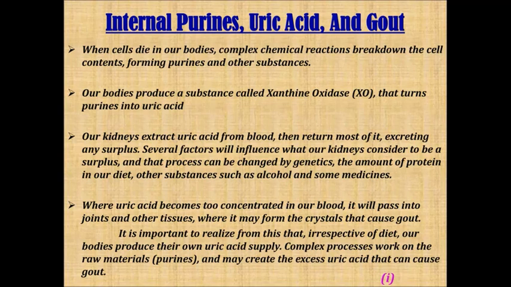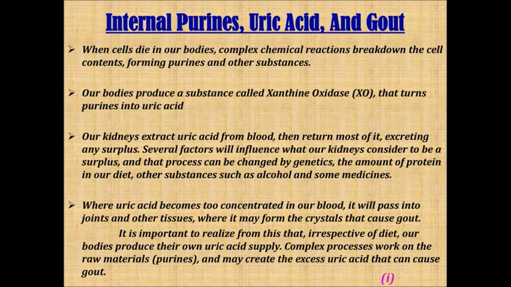Our kidneys extract uric acid from blood, then return most of it, excreting any surplus. Several factors influence what our kidney considers to be a surplus, and that process can be changed by genetics, the amount of protein in our diet, other substances such as alcohol, and some medicine. When uric acid becomes too concentrated in our blood, it will pass into joints and other tissues where it may form the crystals that may cause gout.